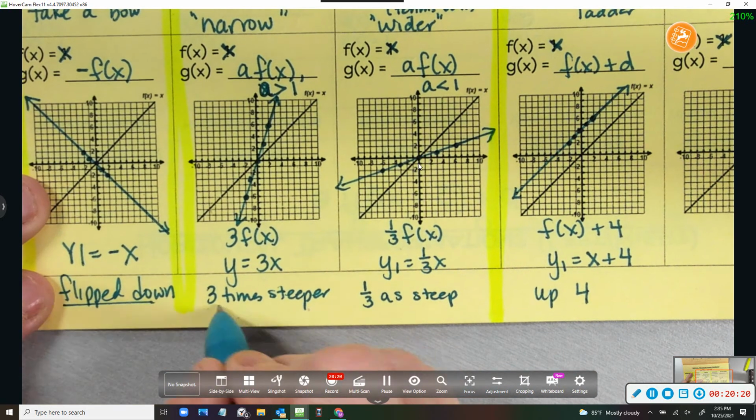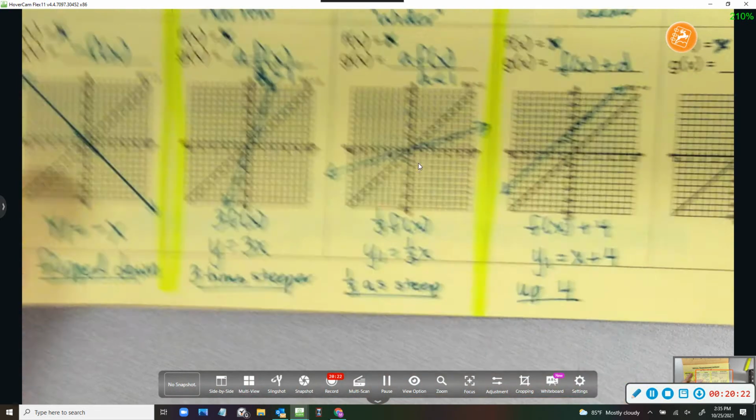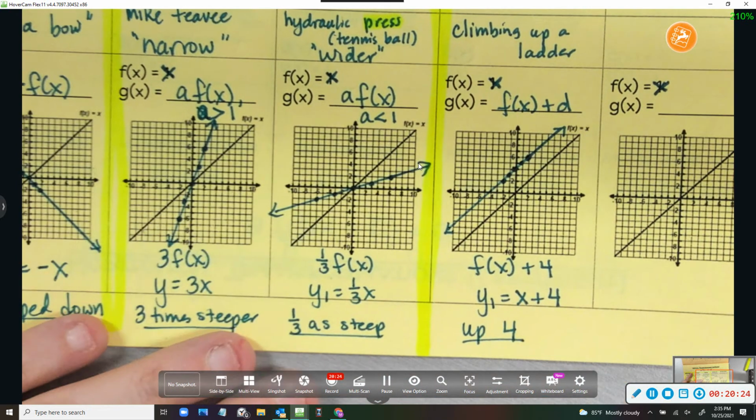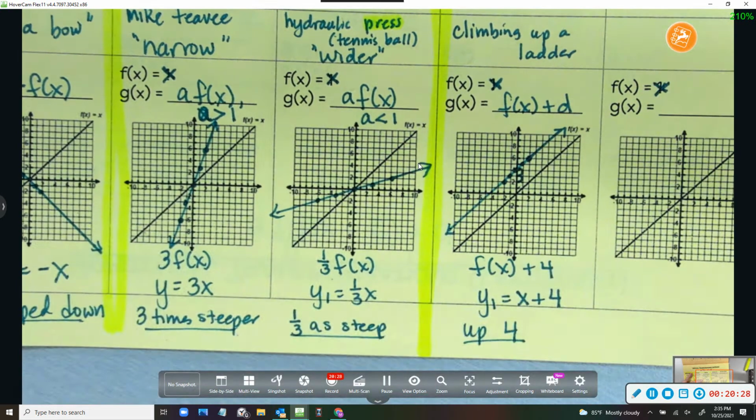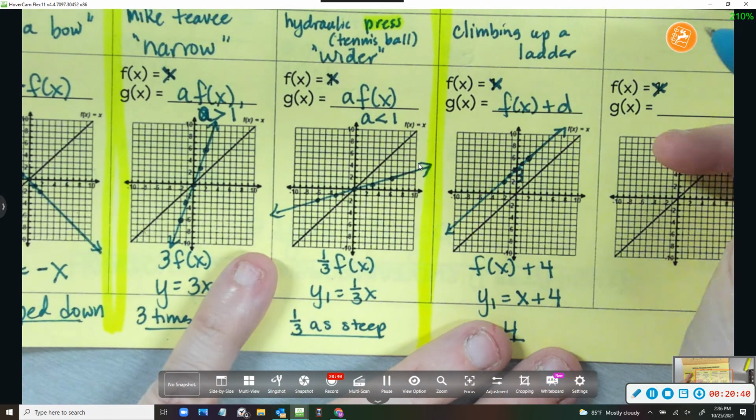Okay? And if you actually count, it's 1, 2, 3, 4. It actually shifted up 4 spaces. I know the graph is tiny, but at least there's a graph. There wasn't one earlier. It was a mess.